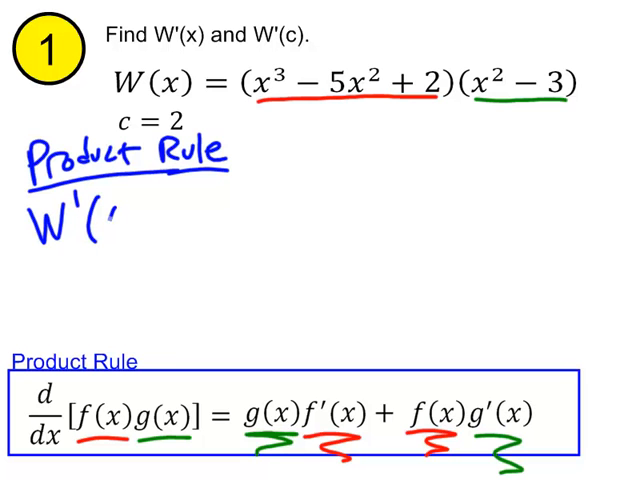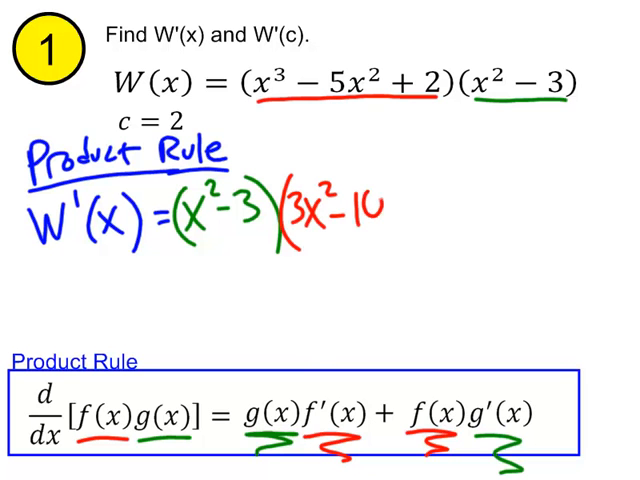All right, so let's go ahead and do that. W prime of x. If we're going to take the derivative, we're going to launch right into the product rule. We take the second function, g of x, that's just x squared minus 3, times the derivative of the first function, our f prime of x. So that's going to be times 3x squared minus 10x plus 0. Again, I just took the derivative of this, and I trust by this point you're getting comfortable with applying those basic differentiation rules of the power rule and constant multiple rule.